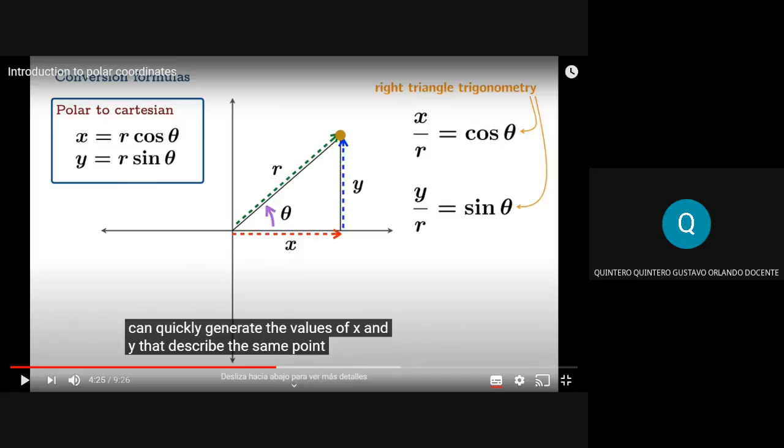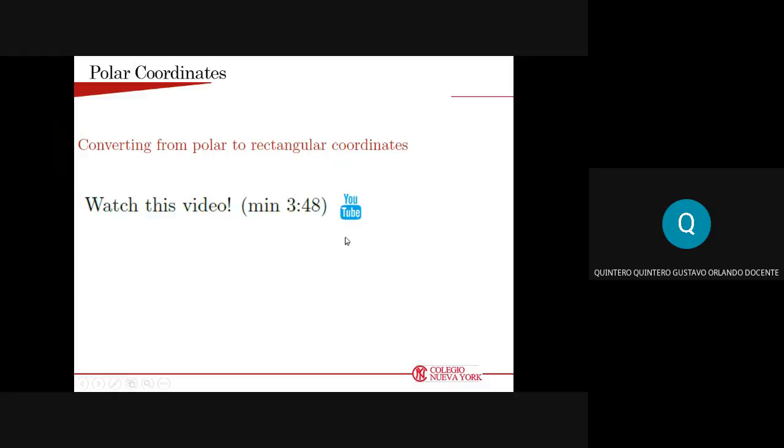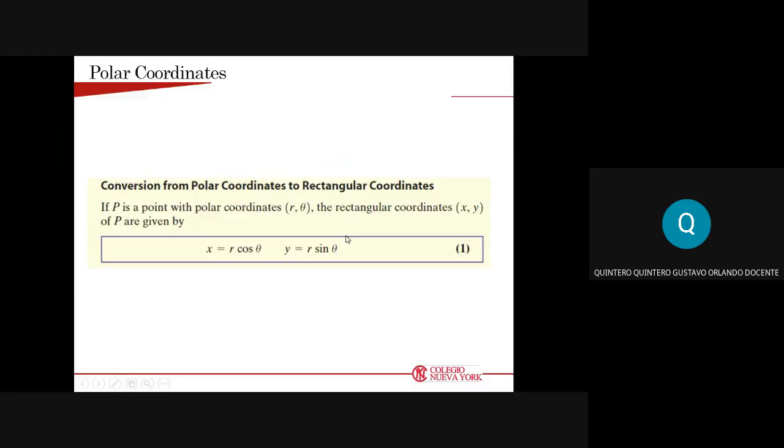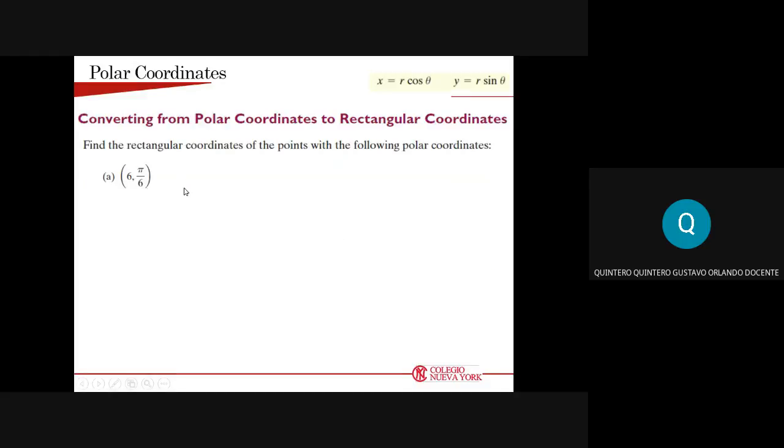All right. The easiest way to apply what we just learned is with some examples. So let's do the first one. This is going to be our first example. This is a polar coordinate: 6, pi over 6. How do we change this polar coordinate into a rectangular coordinate? That is the question here. Find the rectangular coordinates of the points with the following polar coordinates. So I'm giving you the polar, you need to find the rectangular.